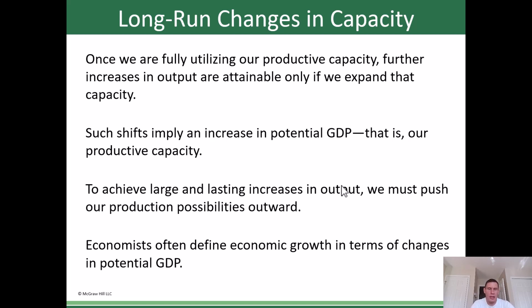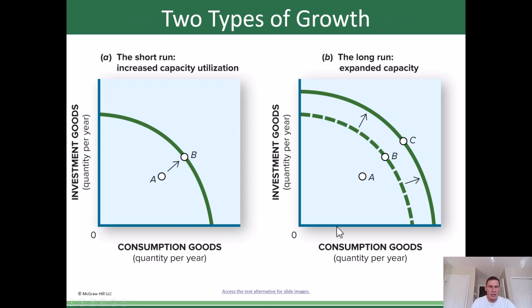If we want to achieve large and lasting increases in output, we've got to find a way to push our PPC, our production possibilities curve, out to the right. Economists often define economic growth in terms of changes in potential GDP. There are different ways you could measure economic growth, but most economists around the world would say that GDP is probably the foremost metric.